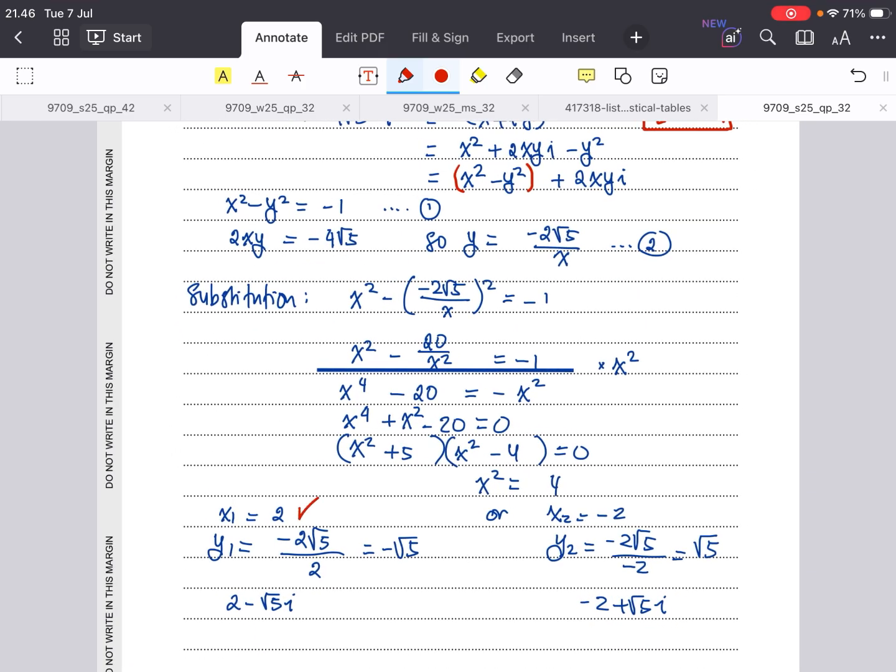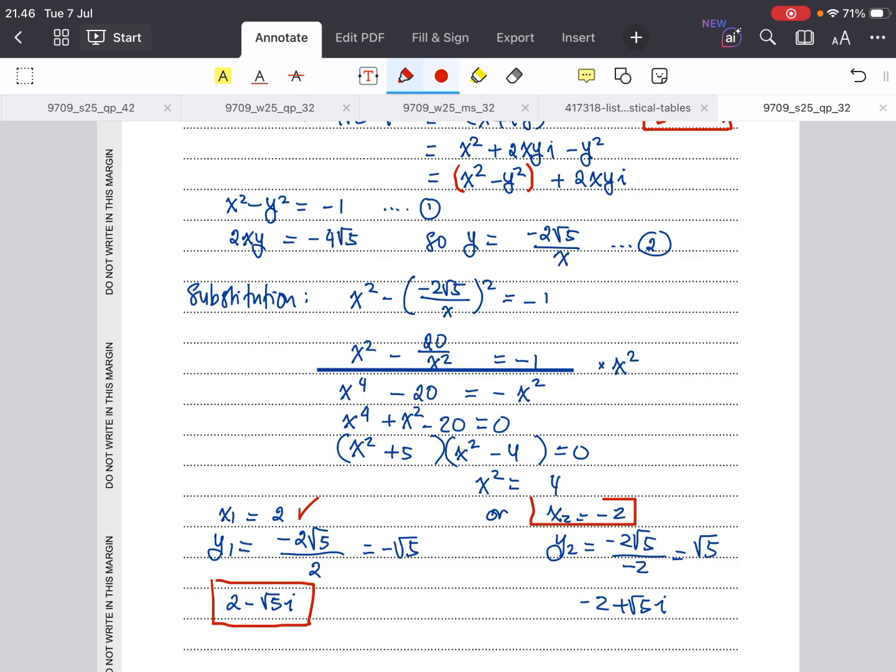The first one, x1 is equal to 2. And then to find y1, we use this equation. So y1 will be -2 square root of 5 over 2. It will be negative square root of 5. So the first answer is 2 minus square root of 5i.